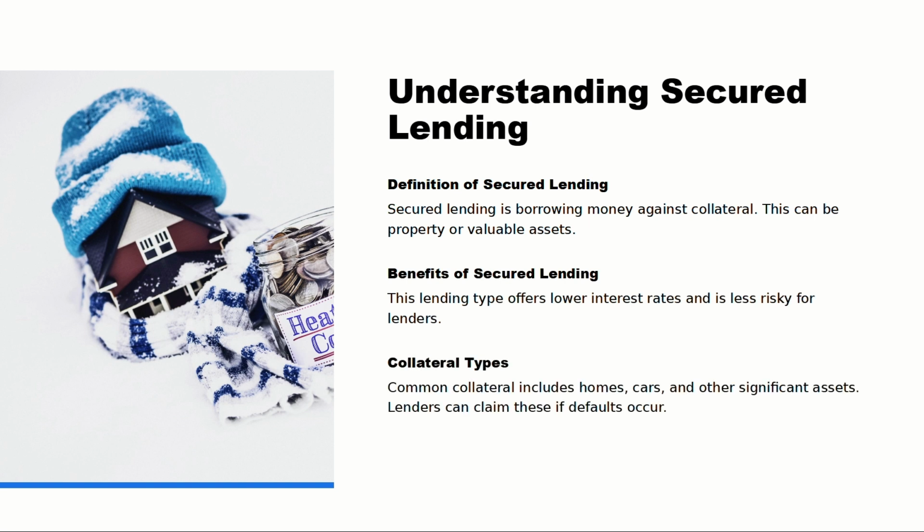Understanding secured lending. Definition of secured lending. Secured lending is borrowing money against collateral. This can be property or valuable assets. Benefits of secured lending. This type offers lower interest rates and is less risky for lenders. Collateral types. Common collateral includes homes, cars, and other significant assets. Lenders can claim these if defaults occur.